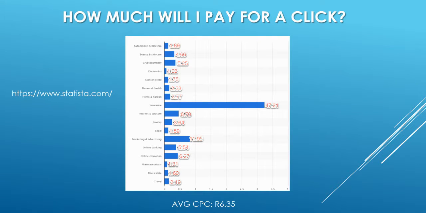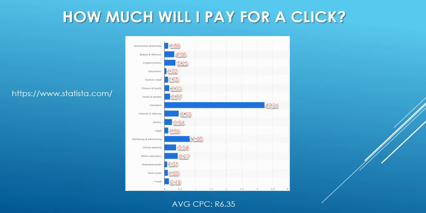Just for example, here, beauty and skincare, on average, costs 4.66 per click in that industry. Then, as you can see, insurance, which is a very competitive industry, you pay 47 Rand per click. You can also see marketing and advertising, so all the agencies running ads for themselves, it's 11 Rand something a click. So on average, across all these industries in South Africa, you'll end up paying about 6.35 per click.